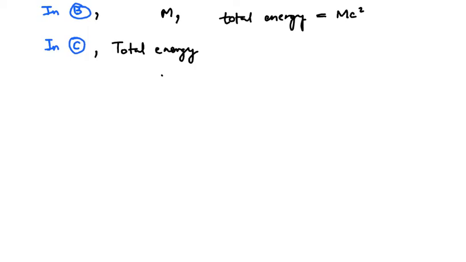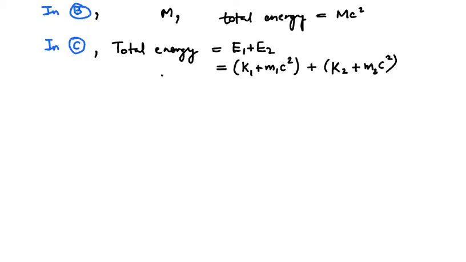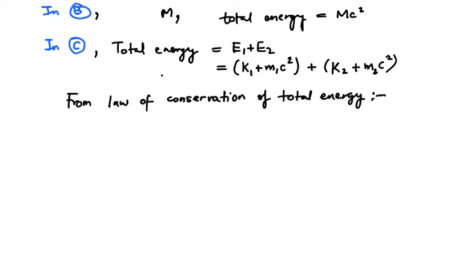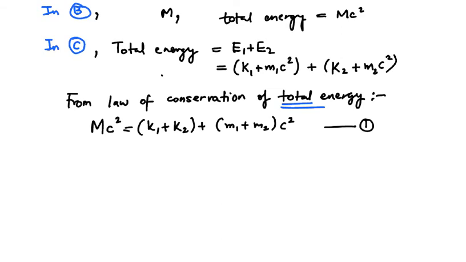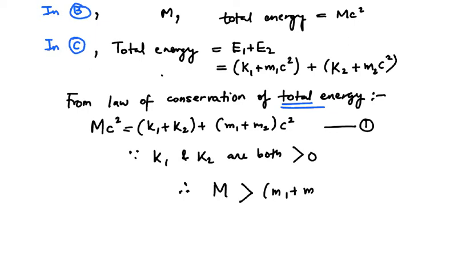Now since the two blocks in case C are both moving, K1 and K2 are both greater than 0. Therefore, the mass of the bound state is greater than the sum of the individual rest masses. We can find the change in rest mass as capital M minus the sum of the two other masses. This is our equation 2. So from equations 1 and 2, we get this relation.